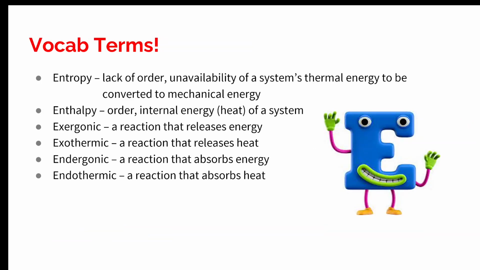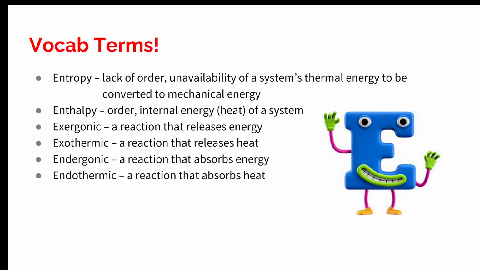All right, so let's cover some vocab terms really quick before we move on, because this can be kind of tricky. We want to make sure that we understand all of these terms before we move forward. The first one is going to be entropy. And entropy, like we've talked about before, is the lack of order. It's the unavailability of a system's thermal energy to be converted to mechanical energy. What that basically means is that there's going to be more disorder, more things not together. And entropy will usually result in chaos if temperatures are really extreme.